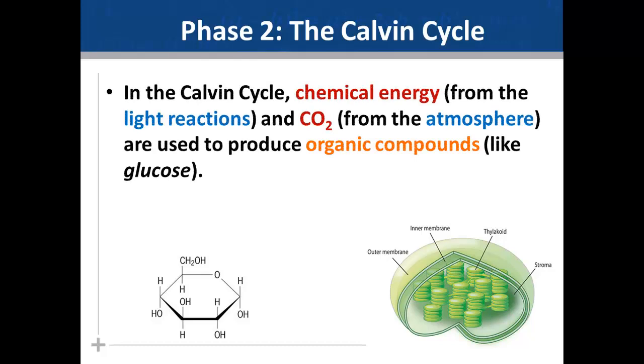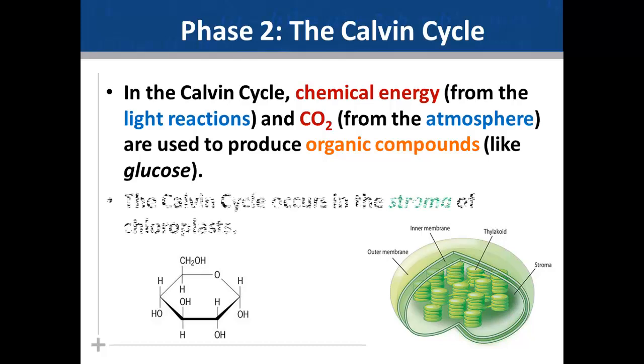So in the Calvin cycle, the broad overview of what happens is chemical energy from the light reactions, that's ATP and NADPH, along with carbon dioxide, which is retrieved from the atmosphere, are used to produce organic compounds. And we typically think of molecules like glucose as what's being produced. Down there on the bottom left of your screen is a schematic diagram of glucose, and that's a good molecule to be familiar with in terms of its general structure and shape. If you look carefully, you can see it's got 6 carbons, 12 hydrogens, and 6 oxygens.